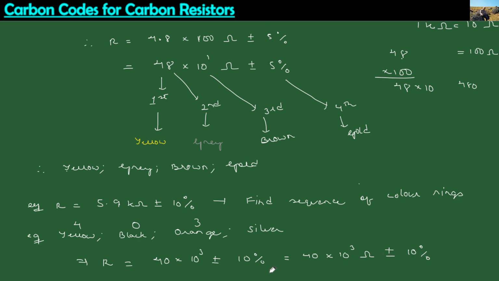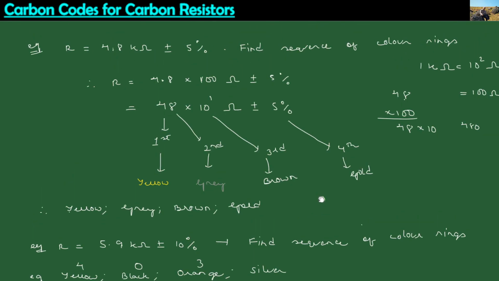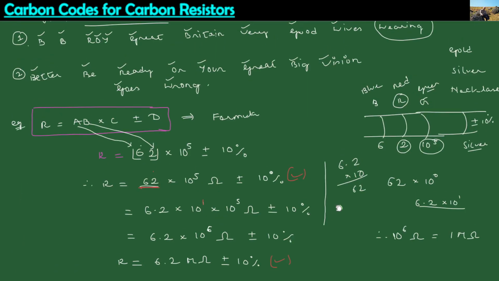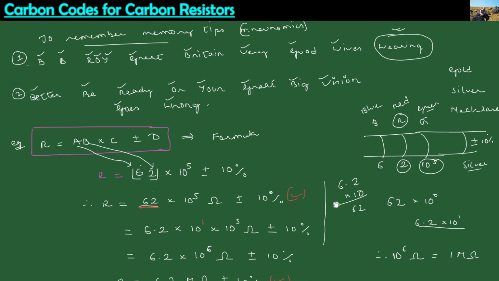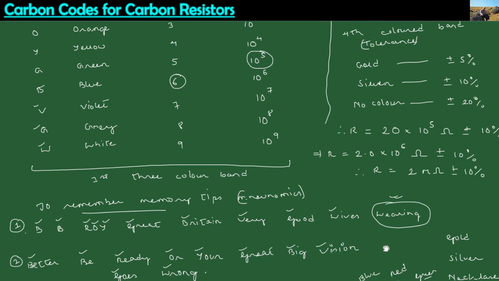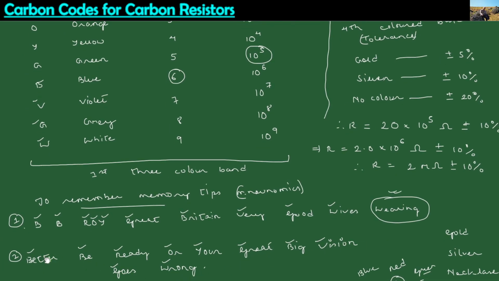Just go through these lectures so that you will understand the concept of finding the resistance of carbon resistors, and remember this formula: AB into C plus minus D. First color band, second color band, multiplied by the third color band, plus minus the fourth color band.